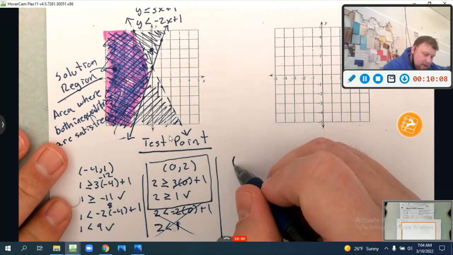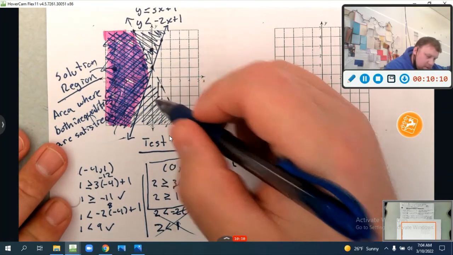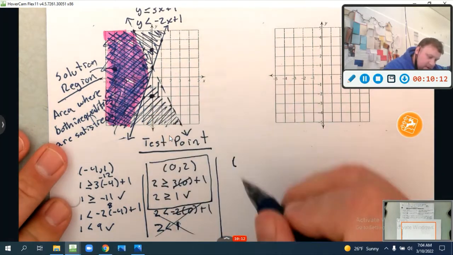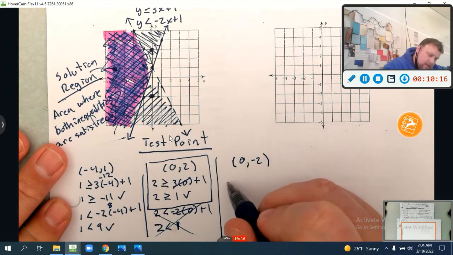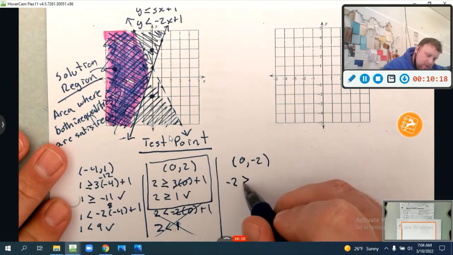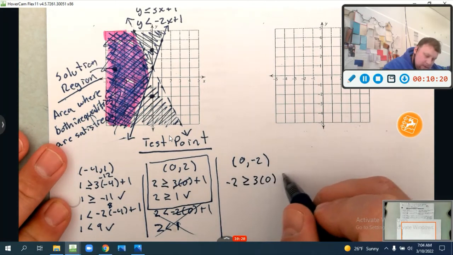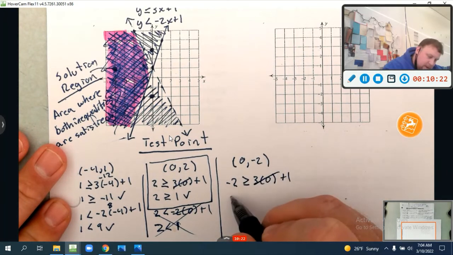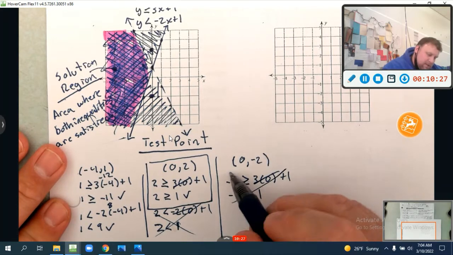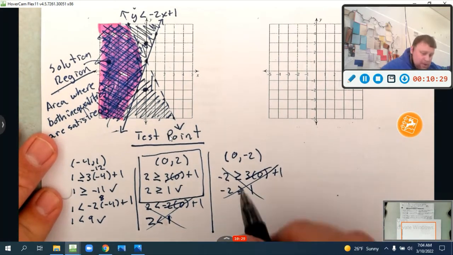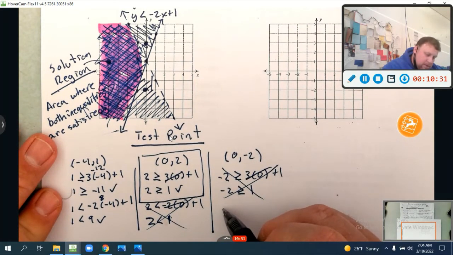So I'm going to pick the point (0, -2), right here. Let's test it out. -2 is greater than or equal to 3 times 0 plus 1. Again, 0. -2 is greater than or equal to 1. That's not true, just as we expected. It shouldn't be, but it should be for the bottom one. Let's see if that works out.